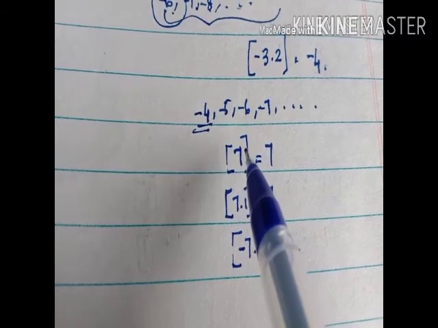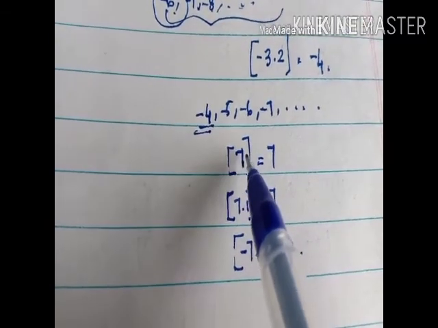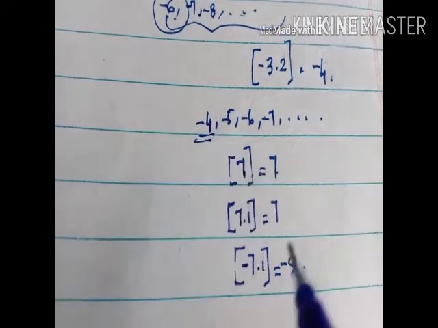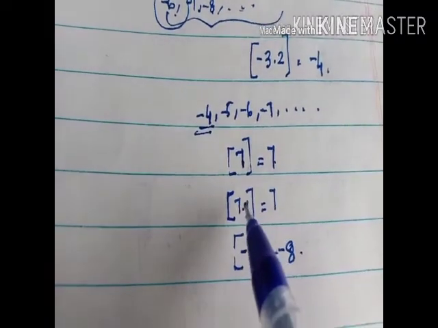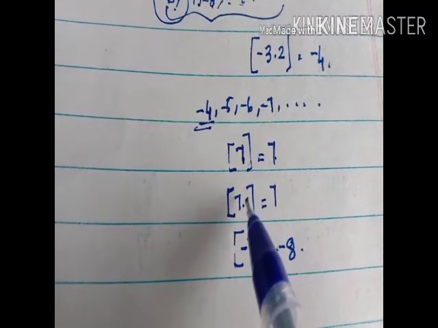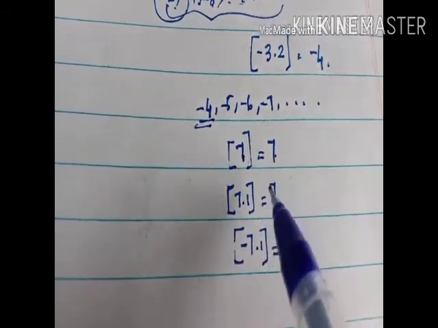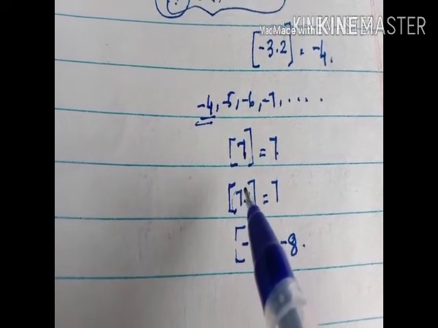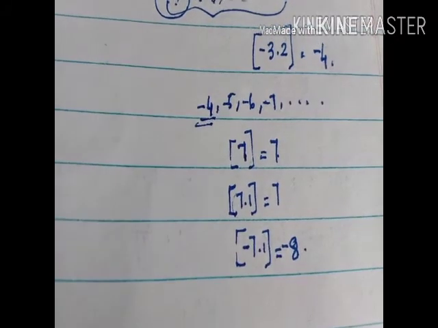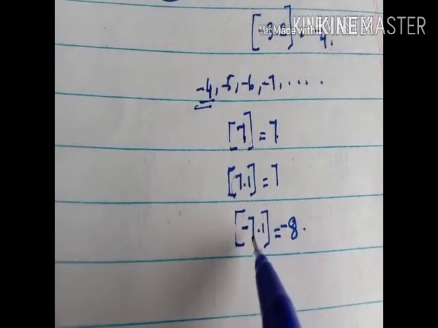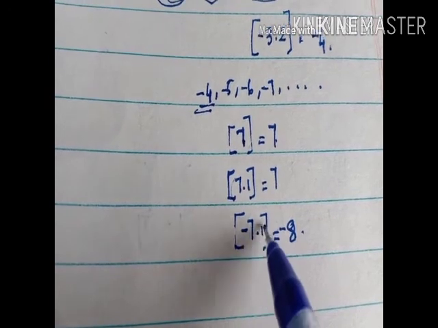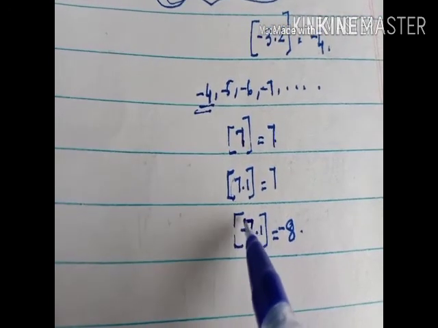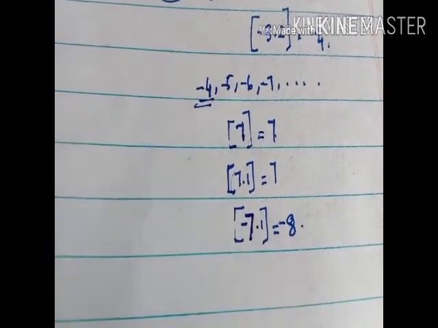If it is an integer, then the greatest integer function is the given integer itself. If it is positive 7 point something, then you have to concentrate on the integer part, so the answer is that integer. If it is a negative number, you have to add 1 to the integer part. So you will get the answer.